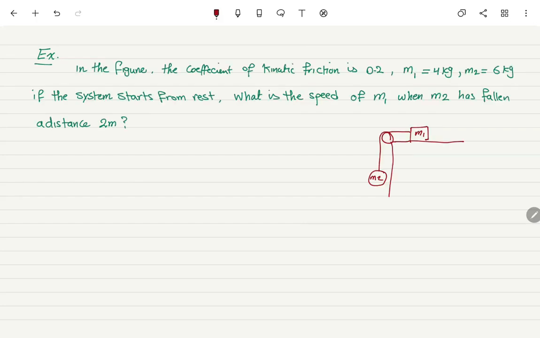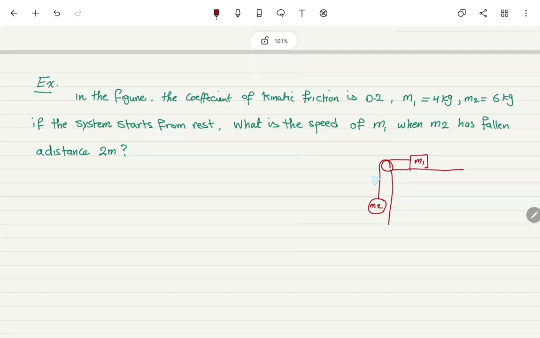One more case example. In this situation here, the coefficient of kinetic friction is 0.2. M1, this one here, equals 4 kilograms and M2 equals 6 kilograms. If the system starts from rest, what is the speed of M1 here when M2 has fallen a distance of 2 meters? So if M2 here falls 2 meters.